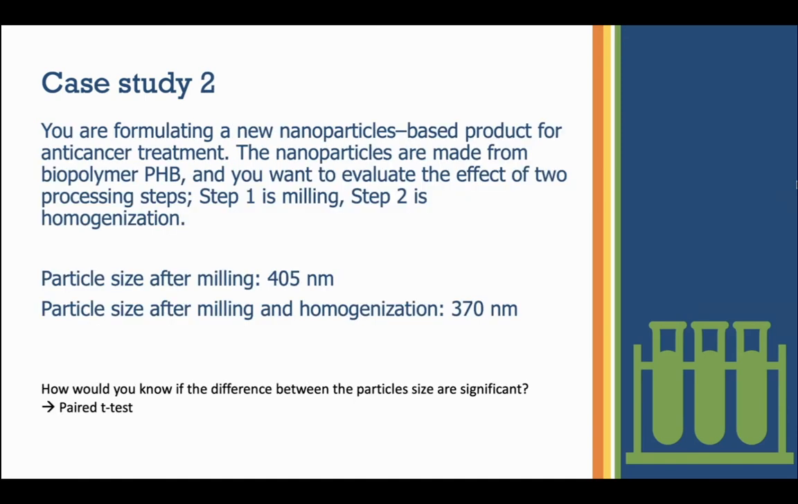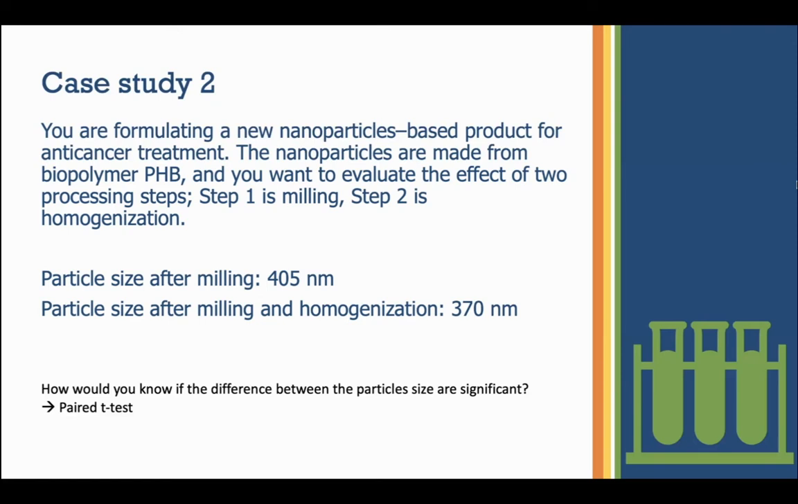So let's have a look at the second example. In case study number 2, you are formulating a new nanoparticle-based product for anti-cancer treatment. Okay, the same. The nanoparticles are made from the polymer PHB, the same. And you want to evaluate the effect of 2 processing steps. Step 1 is milling, and step 2 is homogenization.